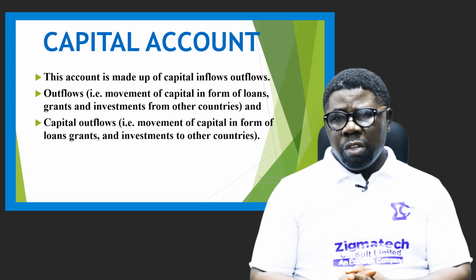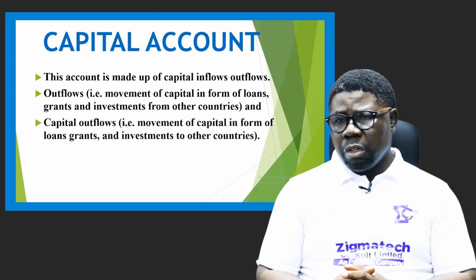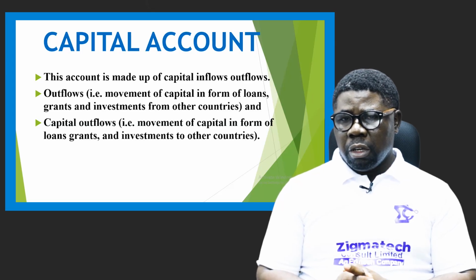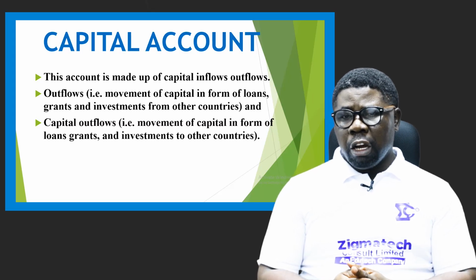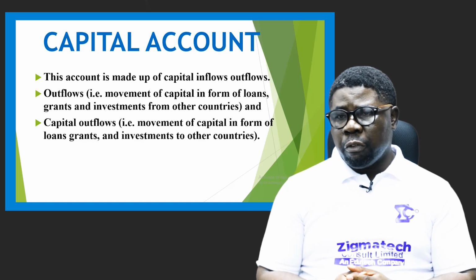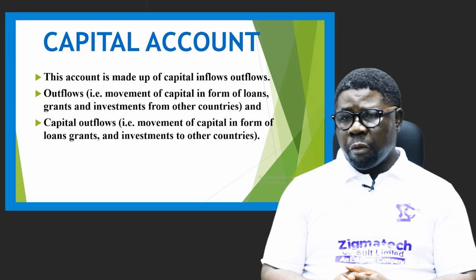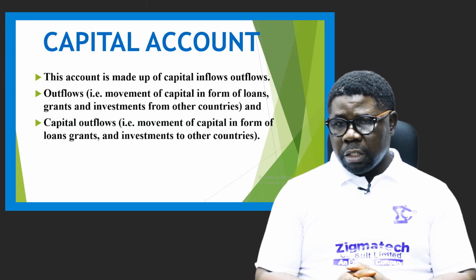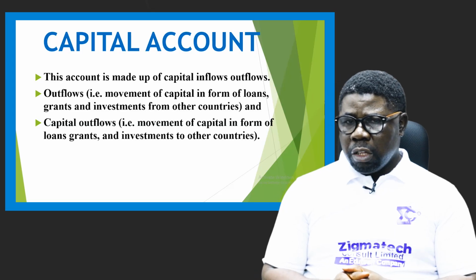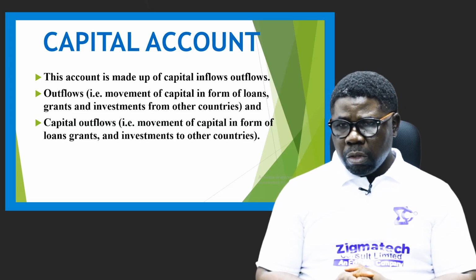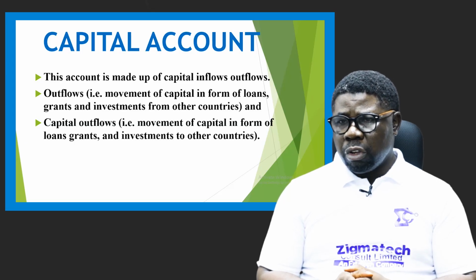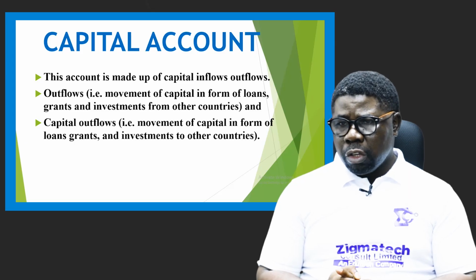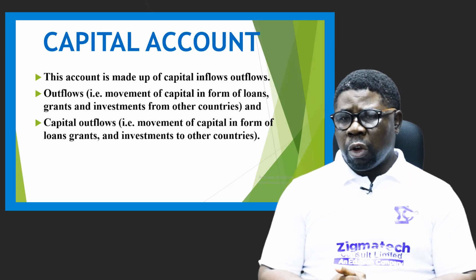Capital account. This account is made up of capital inflows and outflows, right? Capital inflows and outflows. What are outflows here? Outflows involve movement of capital in form of loans, grants, and investments to other countries, right? And what are inflows? These are movement of capital in form of loans, grants, and investments from other countries. All right? Inflows are what? What comes into the country from other countries, while outflows is what goes to other countries from a country.